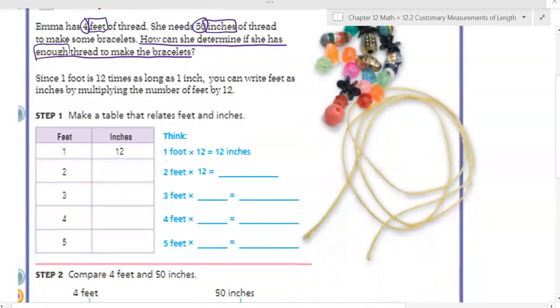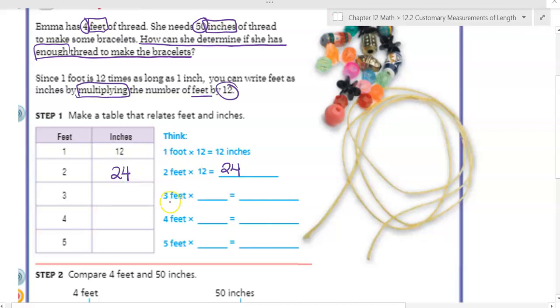So we're going to use a tool called a table to help us figure this out. Since 1 foot is 12 times longer than 1 inch, you can write feet as inches by multiplying the number of feet by 12. So, for example, 1 foot equals 12 inches, which is 1 times 12, which equals 12. For 2 feet, we take 2 and multiply by 12, and we get 24. So 2 feet equals 24 inches.